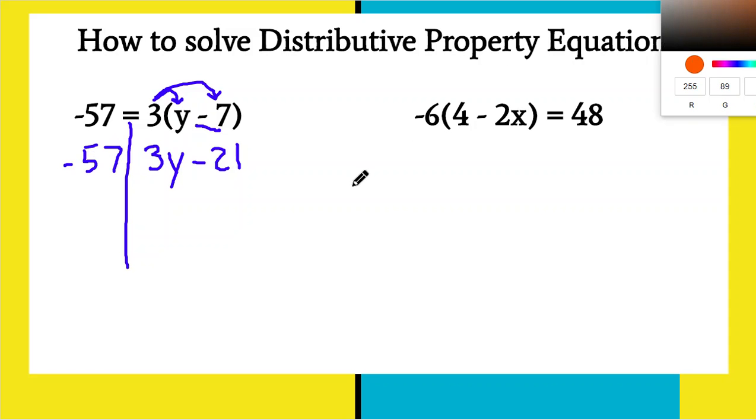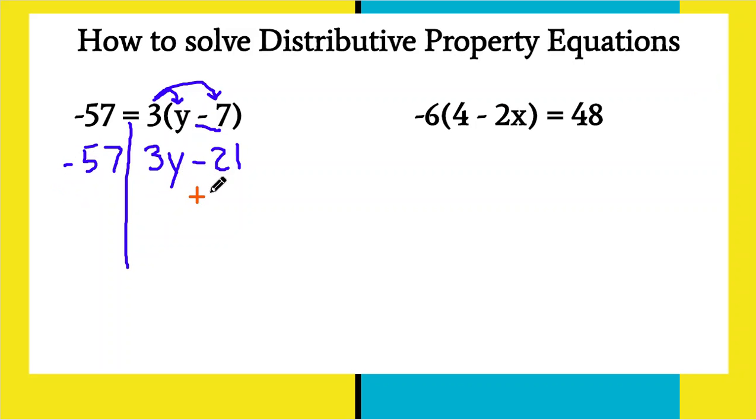All right, so now it's a two-step equation. So I want to get this y by itself. So I want to get rid of this -21 by doing a +21. And I do that to cancel these out. And whatever I do to one side, I have to do to the other side. These cancel out on my right side and leave me with 3y. And -57 plus 21 will give me -36.